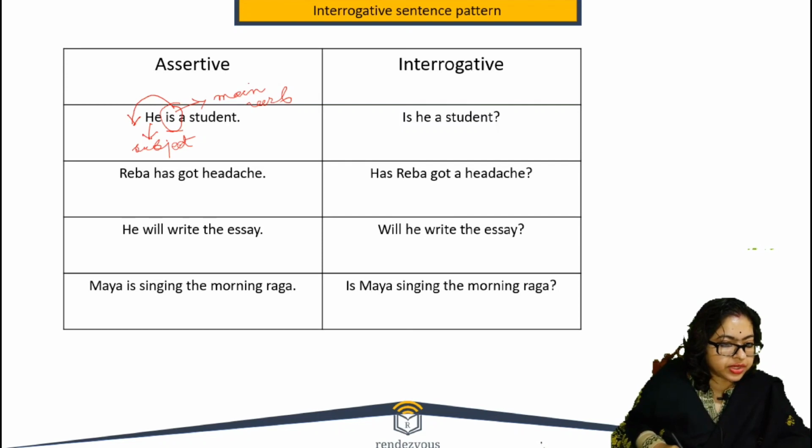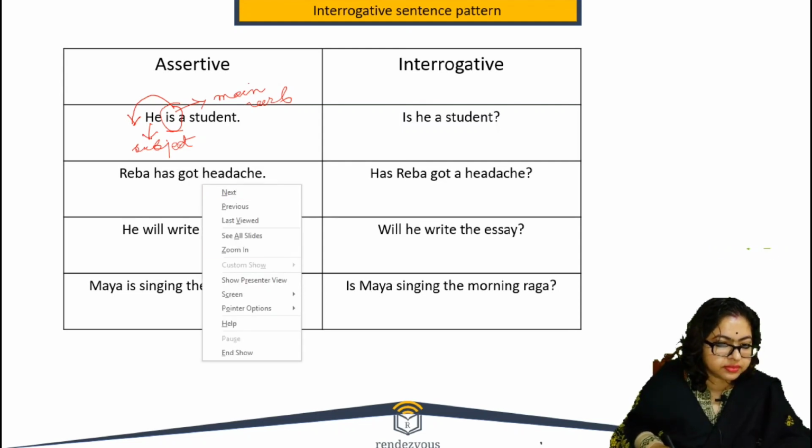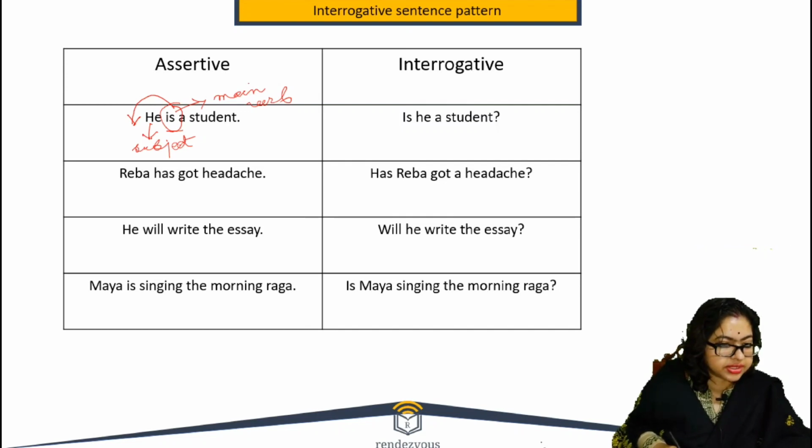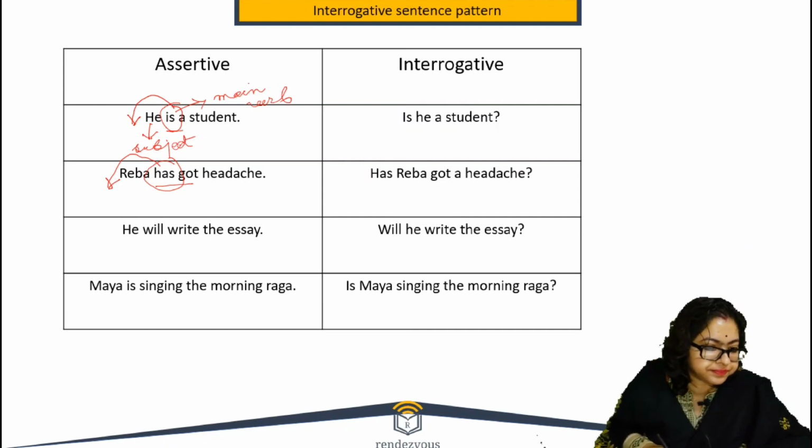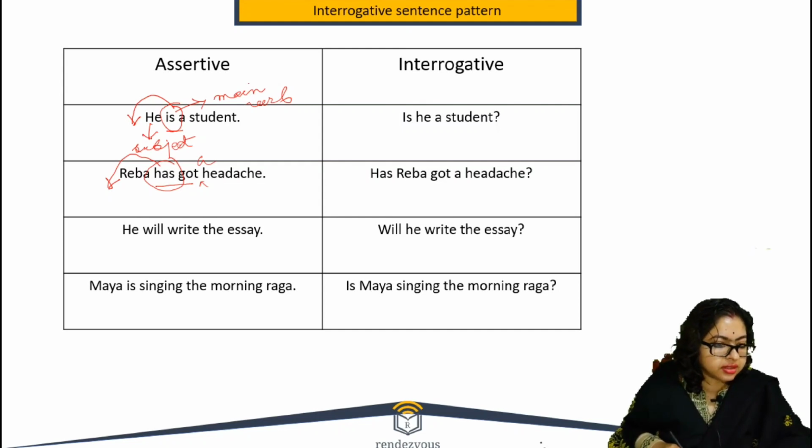Example number 2, Reba has got a headache. Now in this sentence you can see the main verb is has got. So in these types of sentences I have to put the has before the subject. So you have to put here the verb which is has before the subject, and now the sentence becomes, has Reba got a headache?